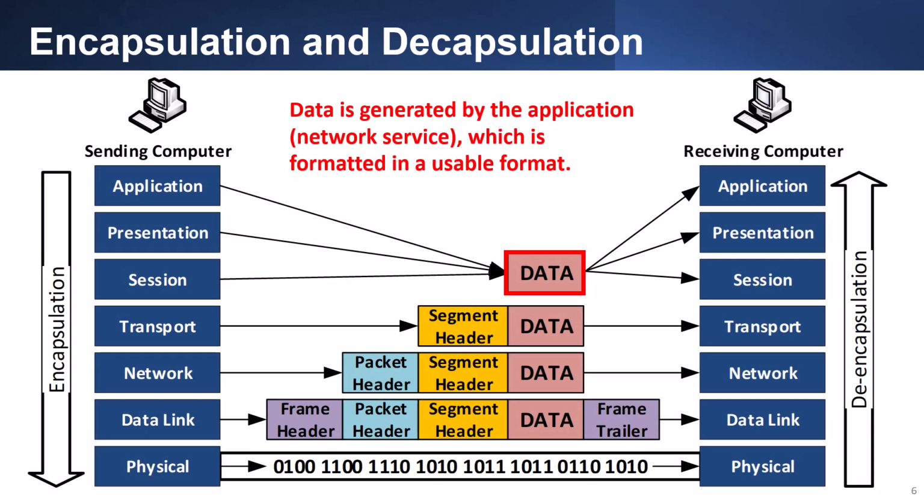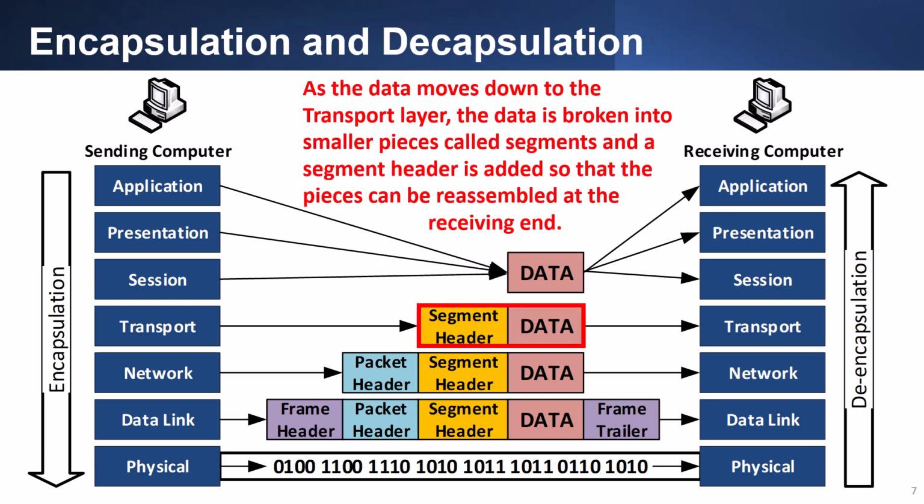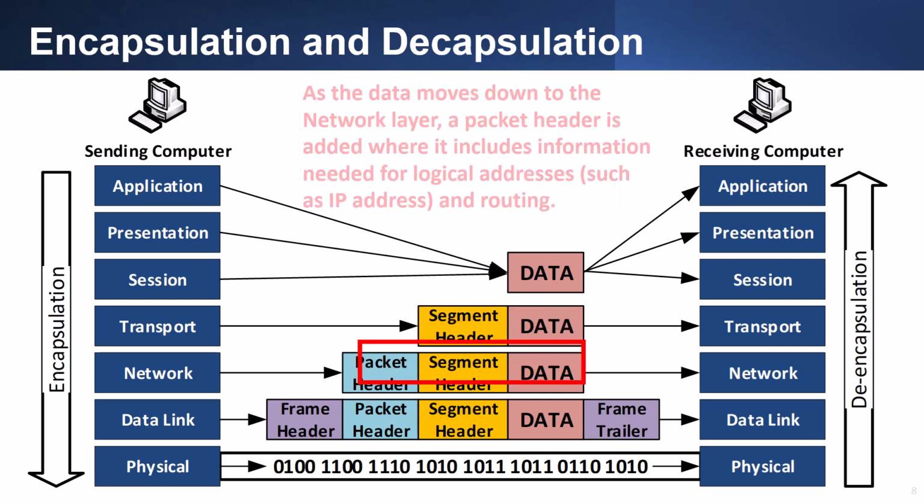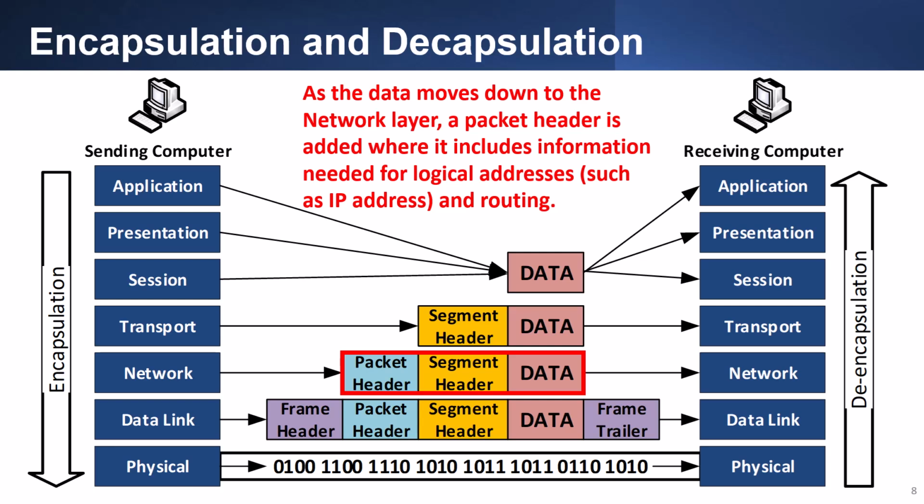As you can see from this slide, data is generated by the application or network service, which is formatted in a usable format. As the data moves down to the transport layer, the data is broken into smaller pieces called segments, and a segment header is added so that the pieces can be reassembled at the receiving end. As the data moves down to the network layer, a packet header is added where it includes information needed for logical addressing, such as IP address and routing.